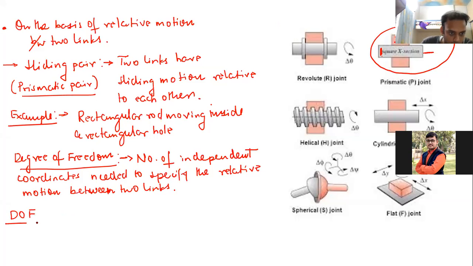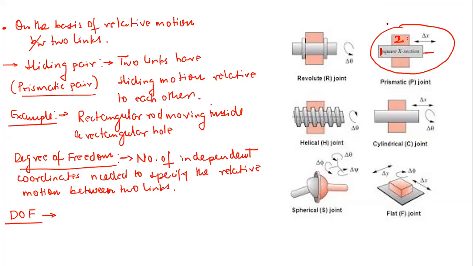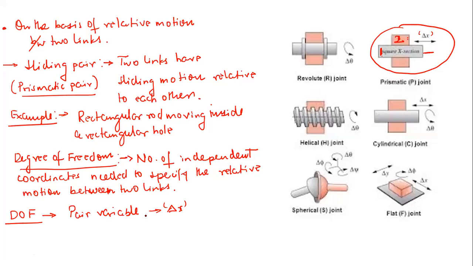Now here, if I ask you what is the degree of freedom of this prismatic joint? Can anyone answer? It will be 1. Why 1? Because you will need only one coordinate, that is delta x. Let's say link 2 is moving relative to link 1 through a displacement delta x. So you can define the relative motion between these two links through only one coordinate, which is delta x. This delta x is generally referred to as the pair variable. So the pair variable is a single variable, delta x, and the degree of freedom is equal to 1.